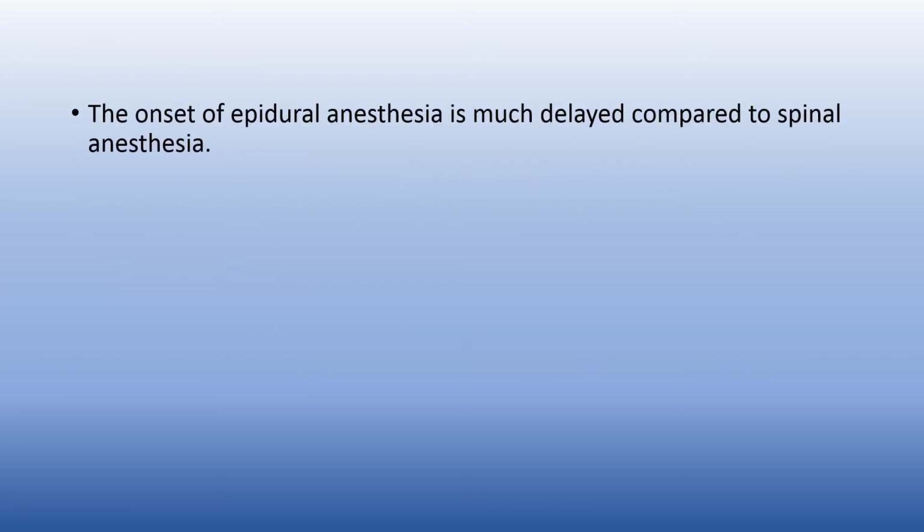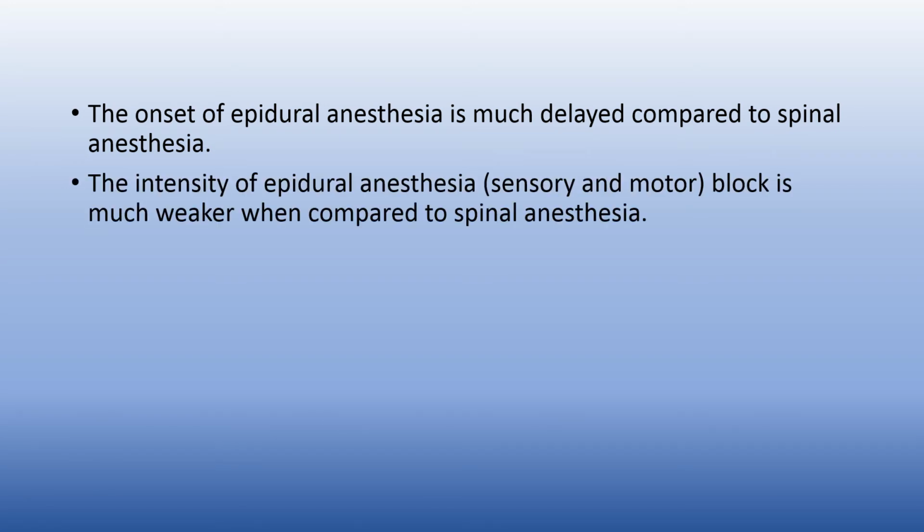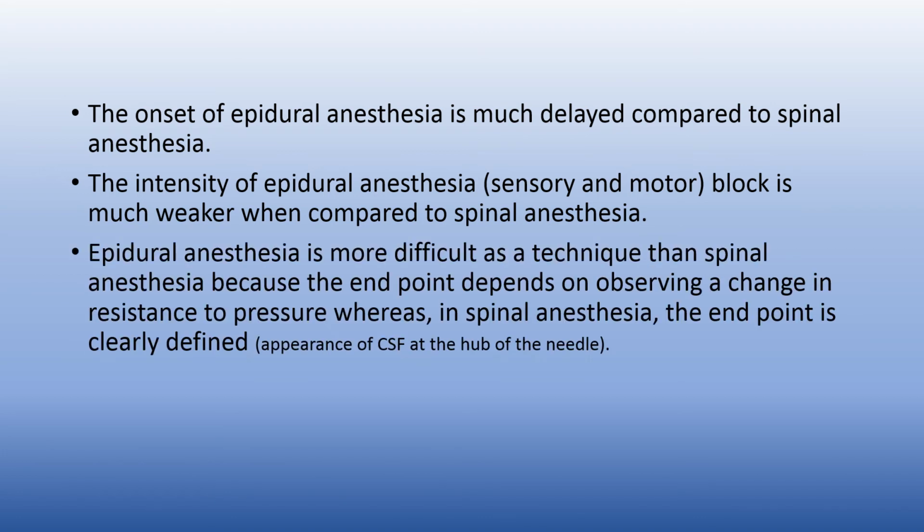The onset of epidural anesthesia is much delayed compared to spinal anesthesia. The intensity of the epidural anesthesia, sensory and motor block, is much weaker when compared to spinal anesthesia. The epidural anesthesia is more difficult as a technique than spinal anesthesia because the endpoint depends on observation of the change in the resistance to pressure, whereas in spinal anesthesia the endpoint is the clear fluid, i.e. the CSF at the hub of the needle.